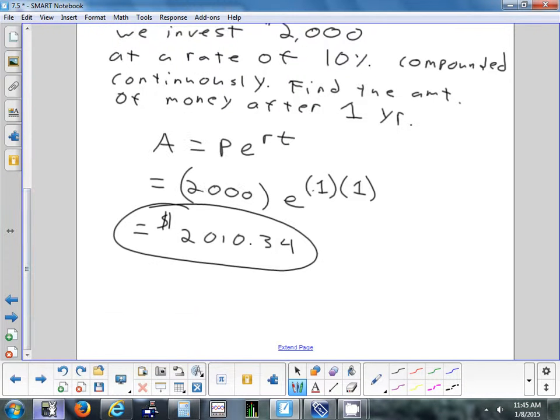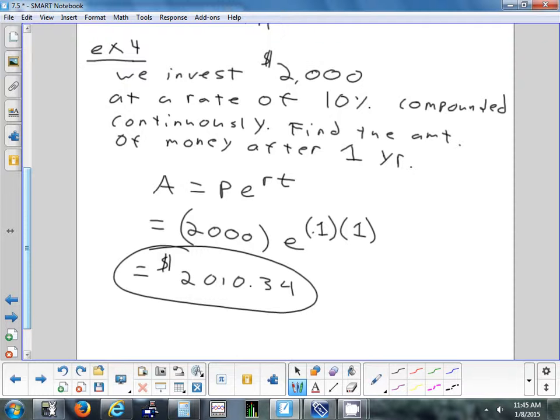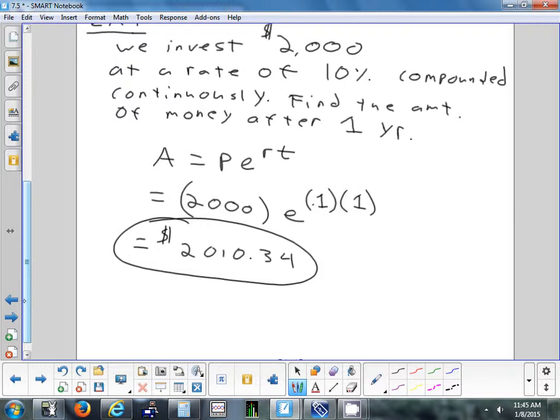Okay, so let's see, how much interest did we make? 2,000, we made $10.34. And that's the best possible compounding you could have. That's as fast as you can do it. So over the year, you're only going to make $10.34. Yep. So now look at that, that's the interest.